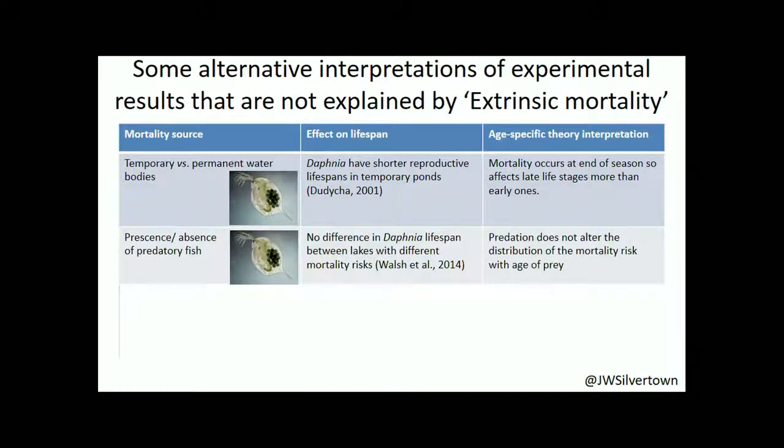So the agreement with Williams is illusory, really. And here's an example where you've got the presence and absence of predatory fish. The authors said this is actually extrinsic mortality in one pond and not the other. Turns out there's no difference in the lifespan between these different lakes. And the explanation would be, well, it's not actually affecting age-specific mortality.